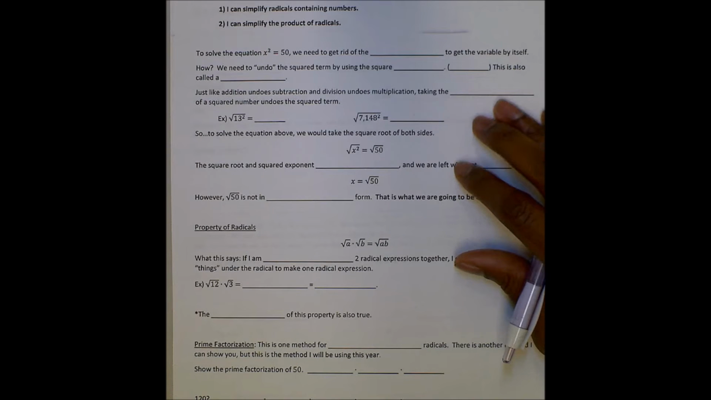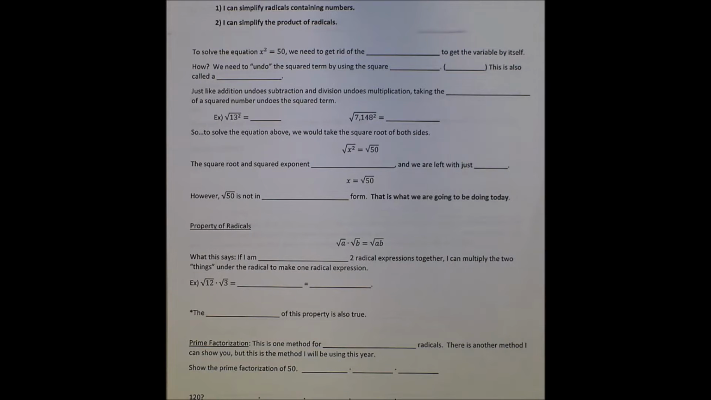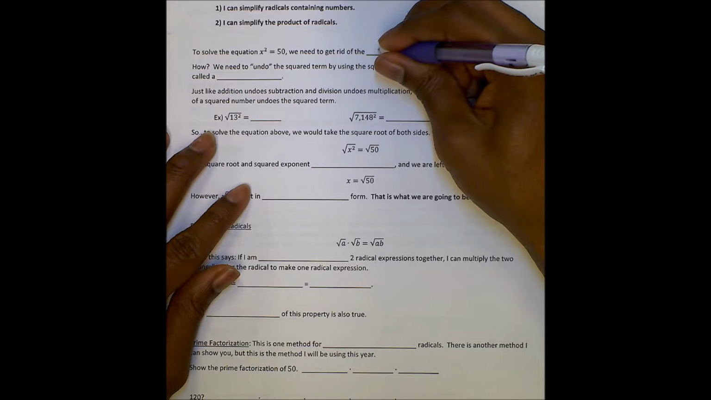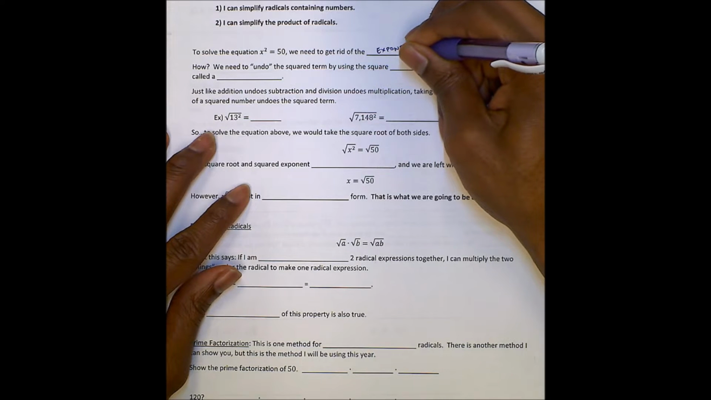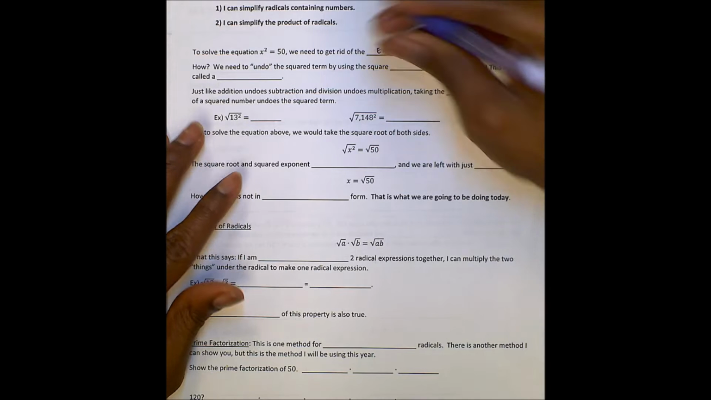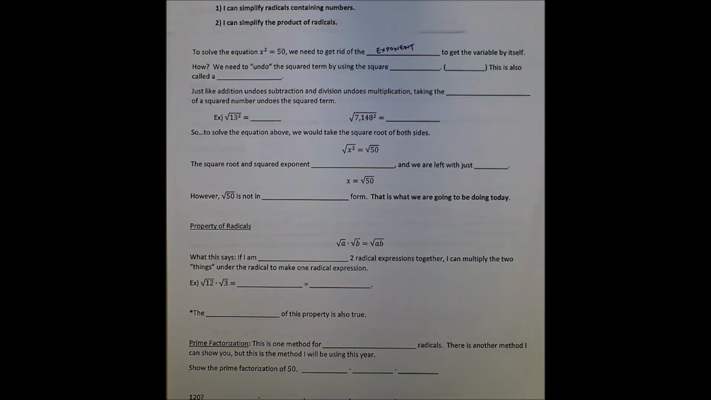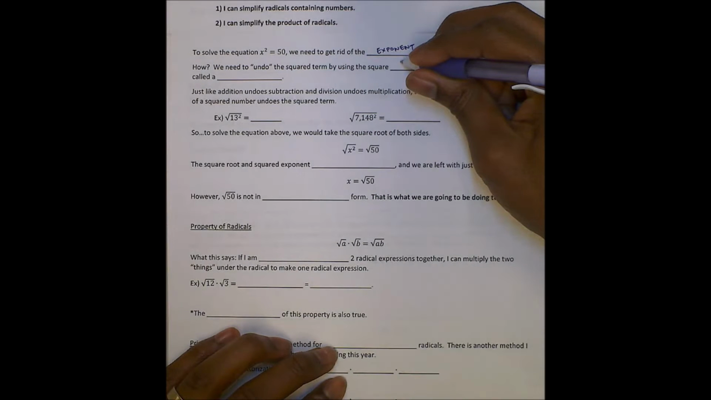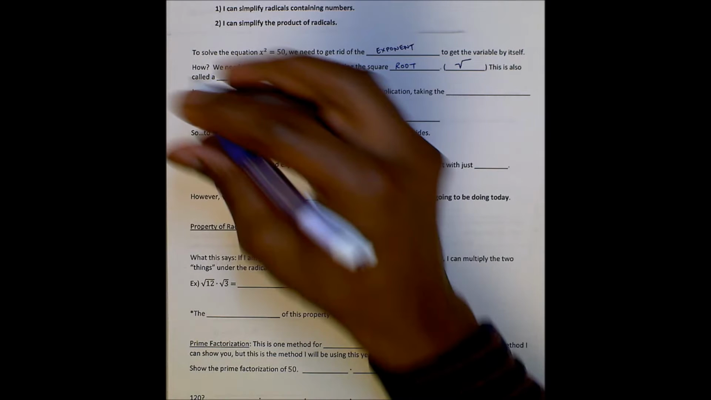To solve the equation x squared equals 50, we need to get rid of the exponent to get the variable by itself. So this 2, this exponent, goes away, and x is by itself. How do we do that? Well, we need to undo the squared term by using the square root. That's this thing. This is also called a radical.